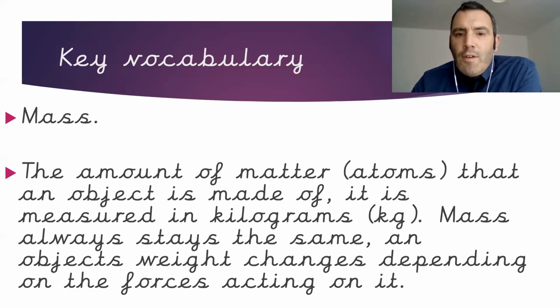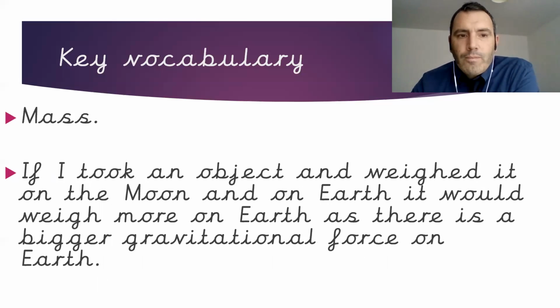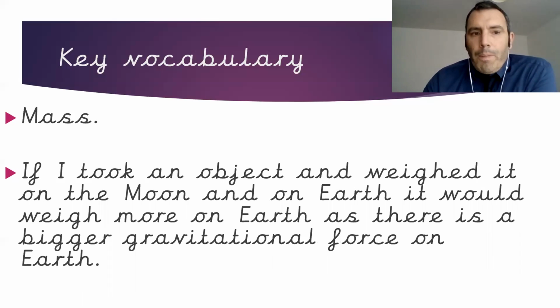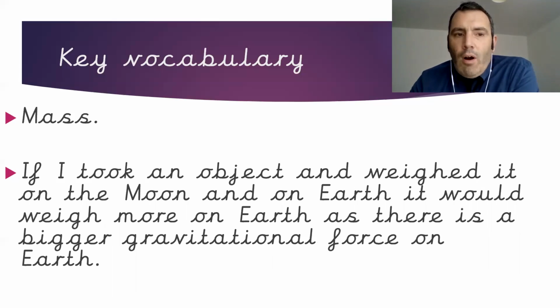Mass. The amount of matter, so atoms, the small tiny building blocks that make up everything around us, that an object is made of. It's measured in kilograms. Mass always stays the same. An object's weight changes depending on the forces acting on it. So, for example, if I took an object and weighed it on the moon and on Earth, it would weigh more on Earth as there is a bigger gravitational force on Earth than there is on the moon.